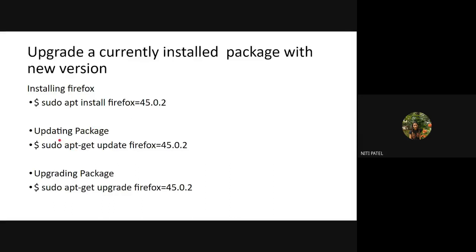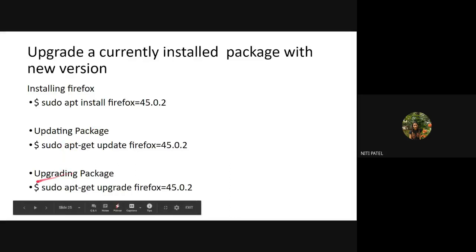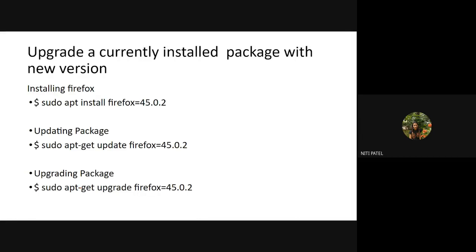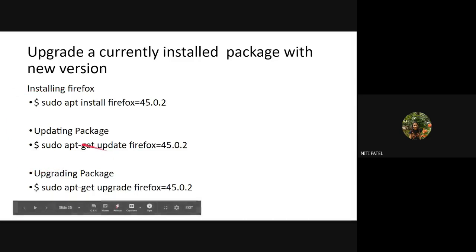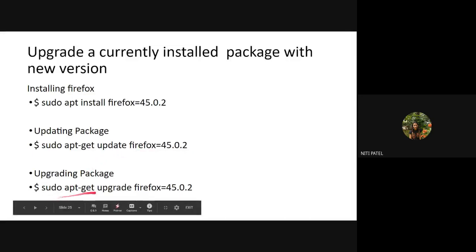Now if I want to update or upgrade that version, that means some extra features are added into that existing version number. So how will I do that? I will use the command sudo apt-get update firefox 45.0.2. That means it will extract the updated features of this version, and after that, it will upgrade.